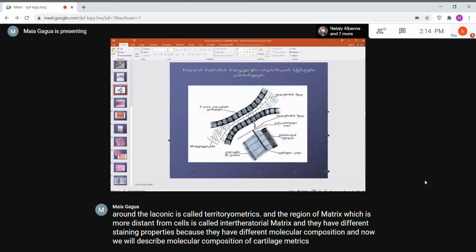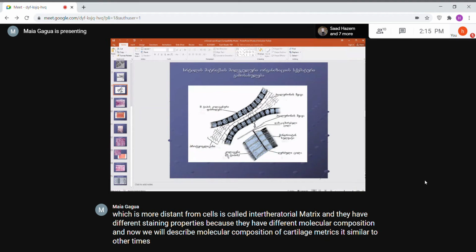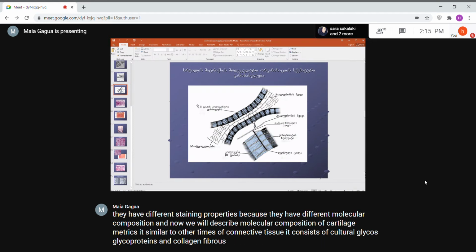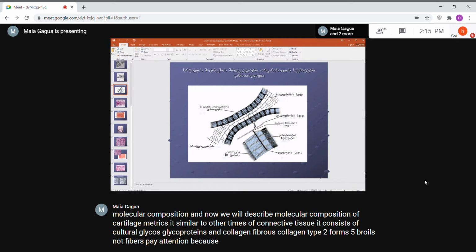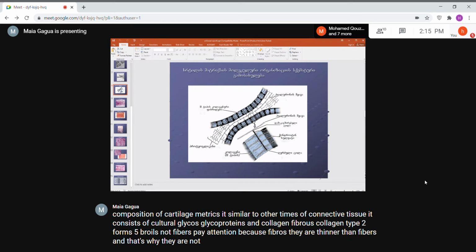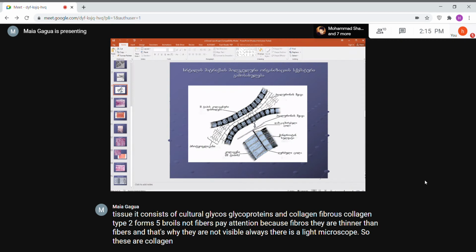It's similar to other types of connective tissue. It consists of proteoglycans, glycoproteins, and collagen fibrils. Collagen type 2 forms fibrils, not fibers. Pay attention because fibrils are thinner than fibers, and that's why they are not visible with the light microscope. So these are collagen type 2 fibrils.